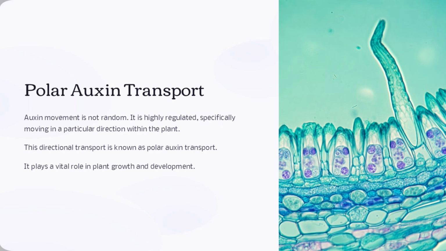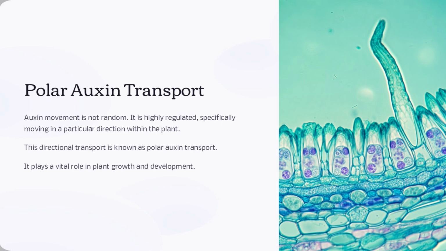Auxin movement within the plant is highly regulated and directional, not random. This directional transport of auxin is known as polar auxin transport. Polar auxin transport is essential for many important plant processes like root and shoot growth, tropisms, and organ patterning.